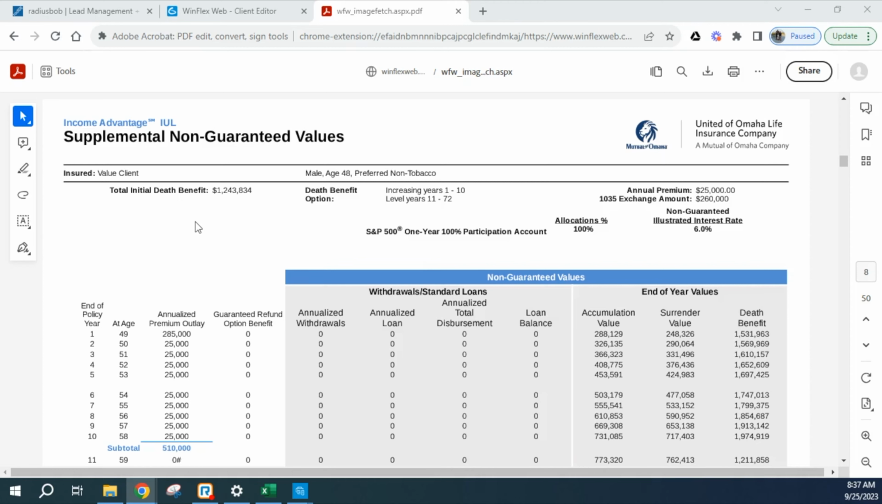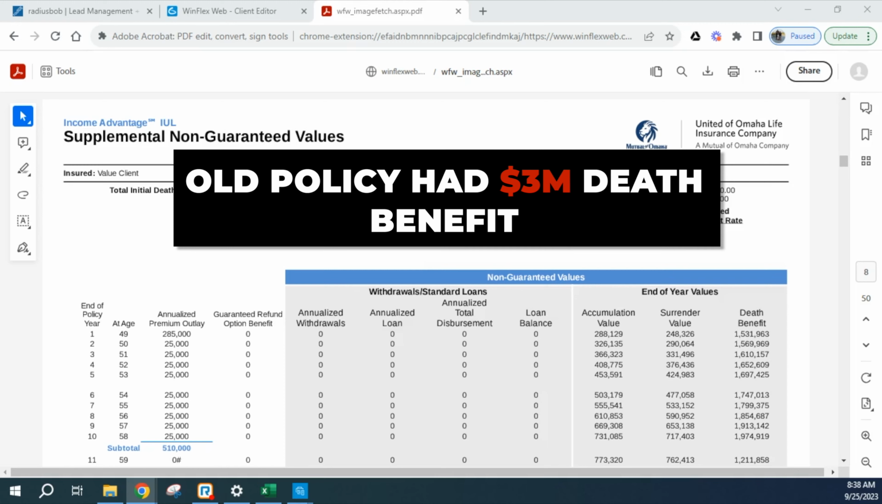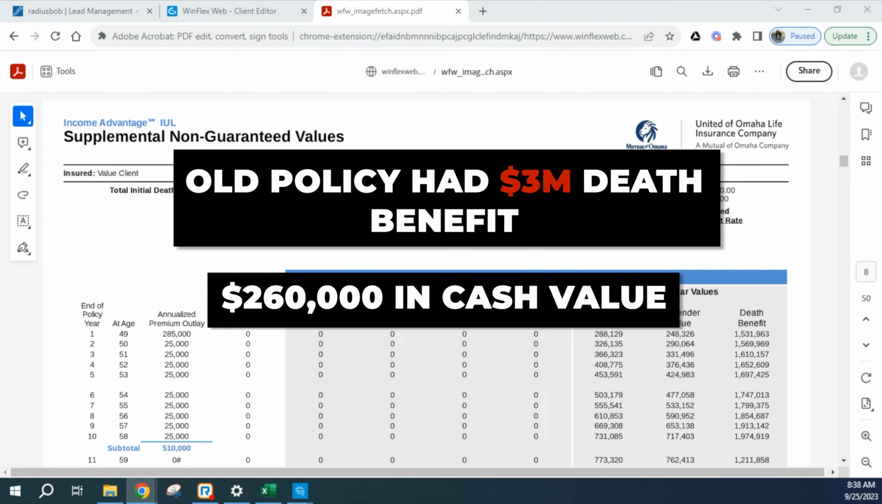So I wanted to share a case study with you. This was a male age 48 that came to us here within the past year. He received a preferred non-tobacco underwriting offer when he got through with underwriting. But he came to us with an old whole life policy that was just right at 20 years old. This old whole life policy had a death benefit of a little over $3 million based on a $25,000 annual premium. The policy had also, over the past 20 years, built up about $260,000 of cash value.